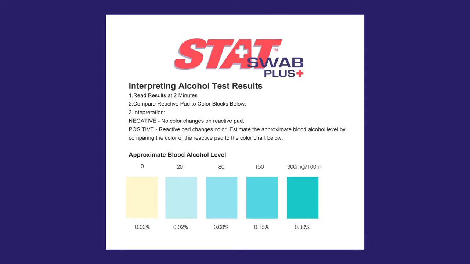Refer to the StatSwab Plus color chart to determine the presence of alcohol in the sample. Compare colors to determine the approximate level of alcohol.